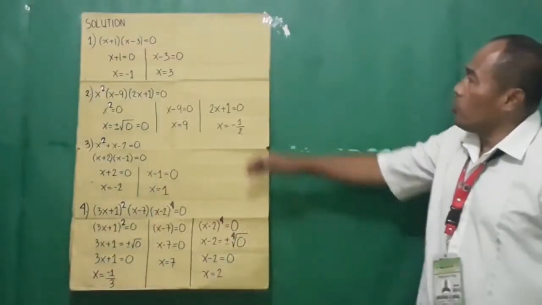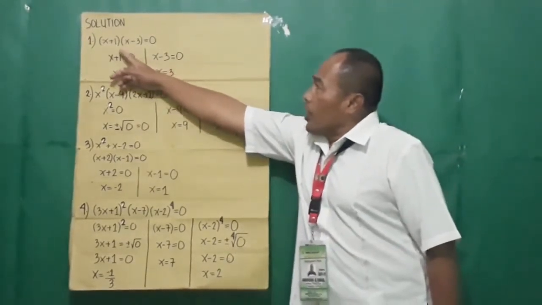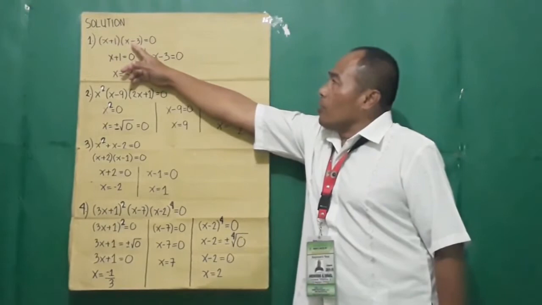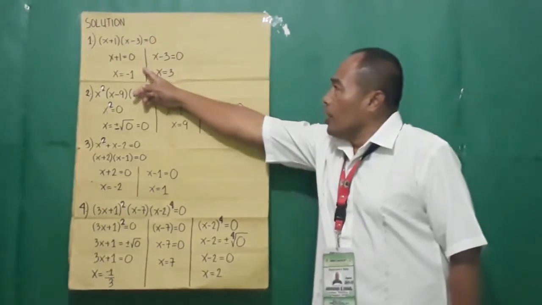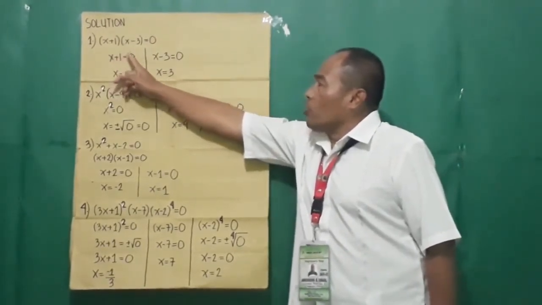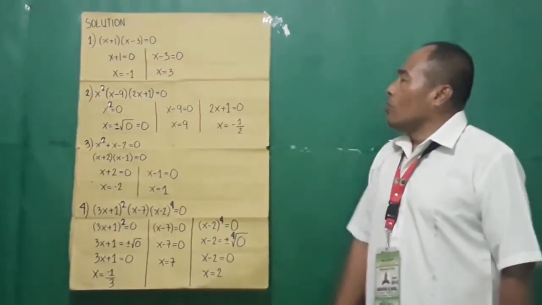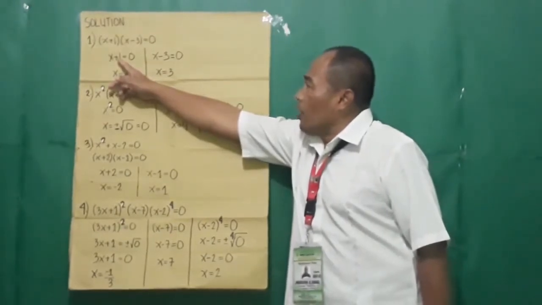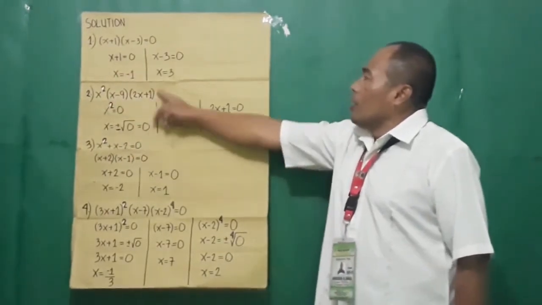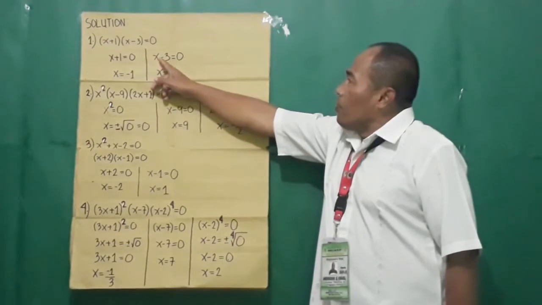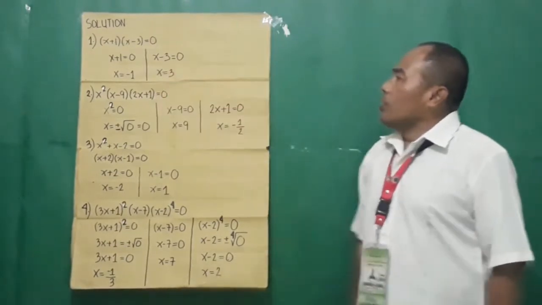Now let us proceed to solve number 1. (x + 1)(x - 3) = 0. Use the zero product property. So x + 1 = 0 and x - 3 = 0. Then transpose the positive 1 to the right, it becomes negative, that is x = -1. Then the negative 3 transposed to the right, this equation becomes x = 3.